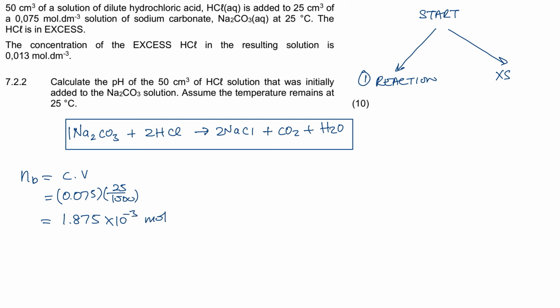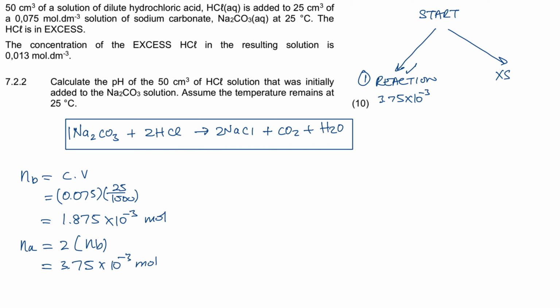Now from here we can do a mole ratio. The ratio is 1 to 2 to figure out the number of moles of HCl. So the number of moles of the acid is going to be double since it's a 1 to 2. And that's going to give us 3.75 × 10⁻³ moles. So that's the first part done: 3.75 × 10⁻³.